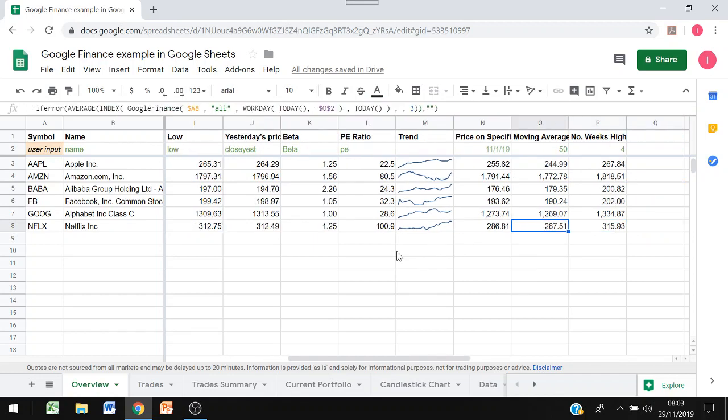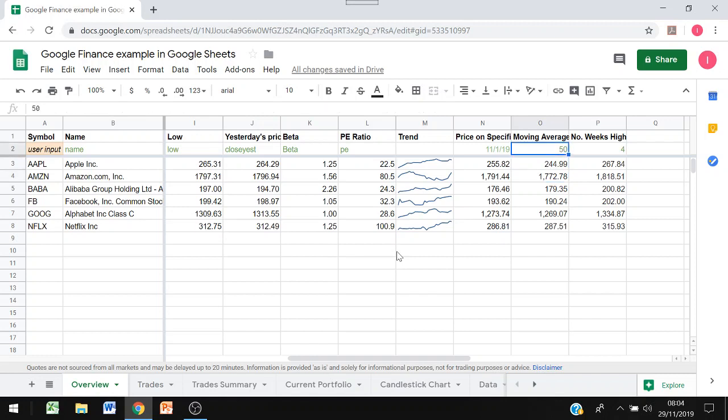These are some custom things here. Price on a specific date, so you just tap in the date in the month, day, year format, and then it'll pull back the price for you. With the comma 2 here, that truncates what's pulled back, so you're just getting the price and not any extra information.